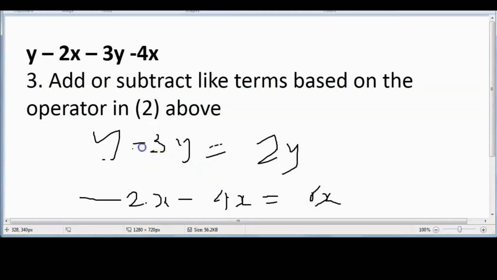Now allocate the sign of the bigger number to your answer. The bigger number here is 3y and it's negative, so we're going to have minus 2y. The bigger number here is 4x and it's negative, so we're going to have minus 6x. Our answer will be minus 2y minus 6x. This will be our final answer.